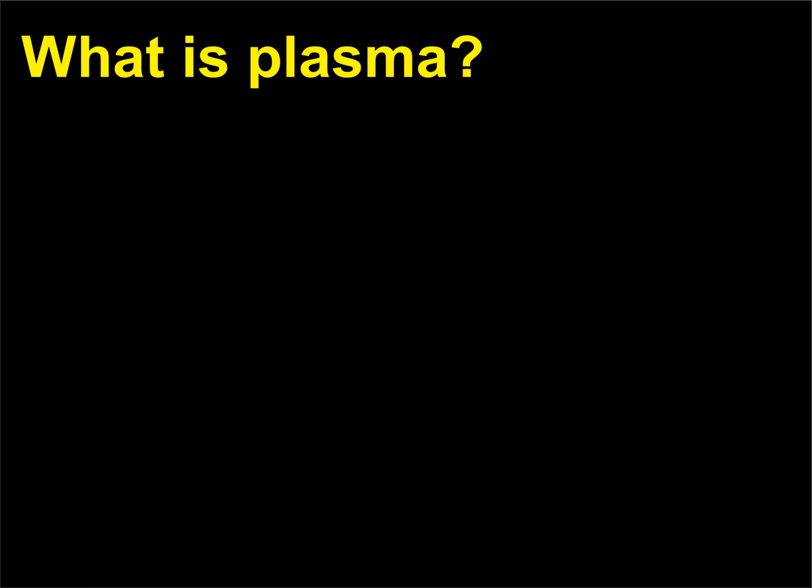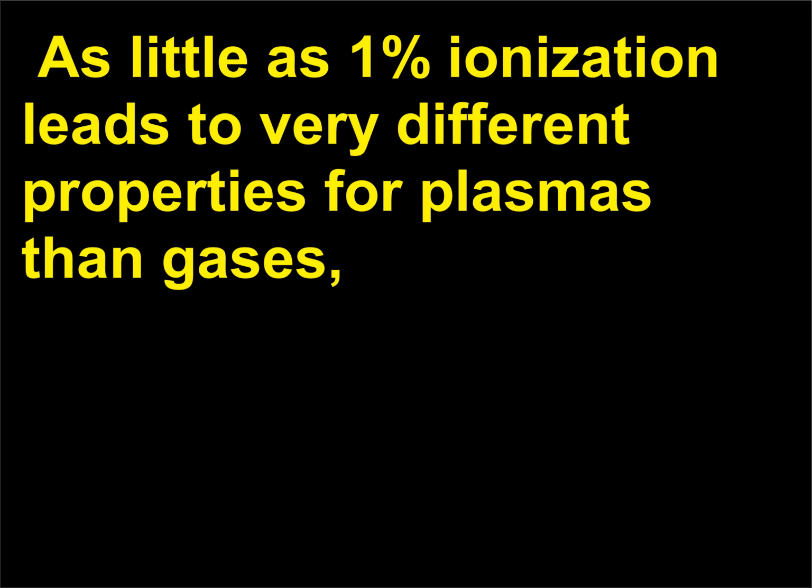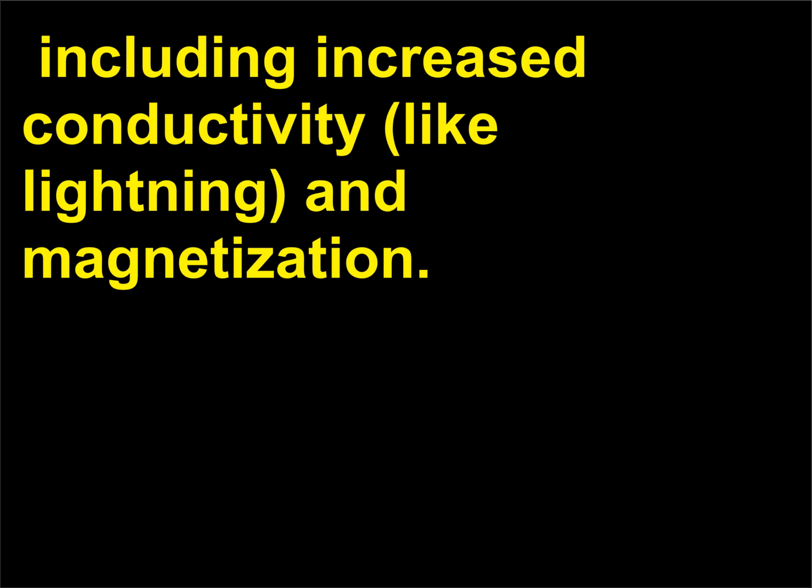What is plasma? Plasma, the fourth state of matter, is a gas where some amount of the particles have been ionized. As little as 1% ionization leads to very different properties for plasmas than gases, including increased conductivity, like lightning, and magnetization.